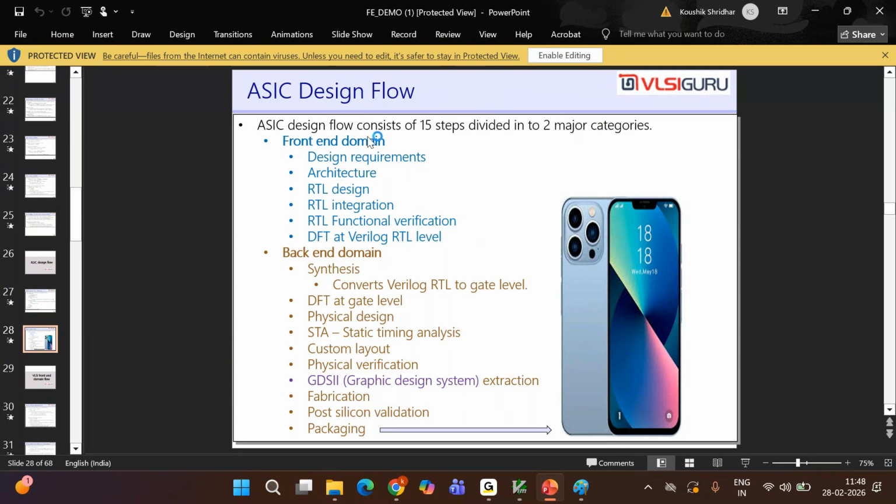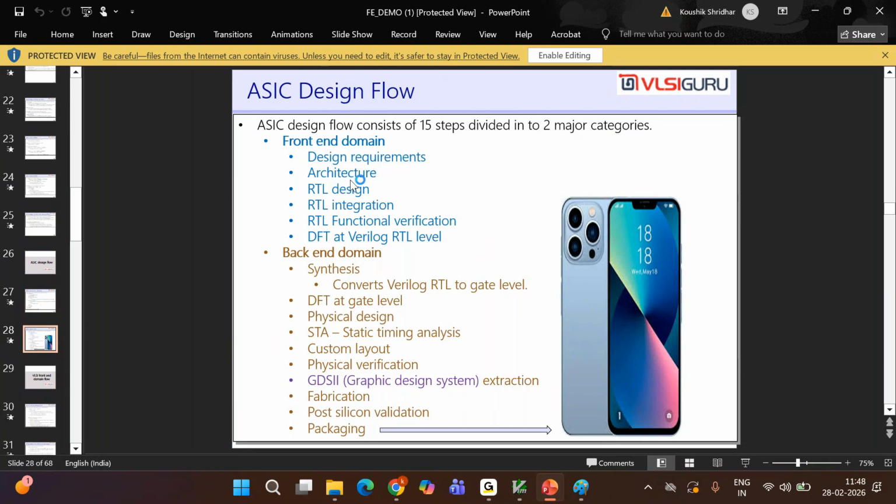In the front end domain, it starts with a design requirement. Design requirement means what features you want in a SoC, which goes into your laptop or your mobile phone. Those features are the design requirement. That is given to the architect. What will the architect do?